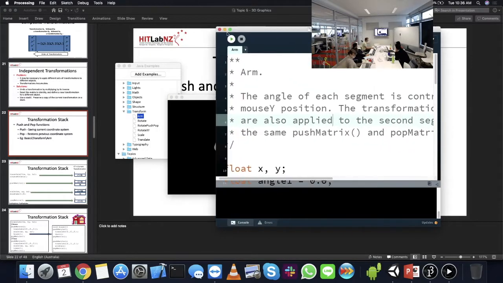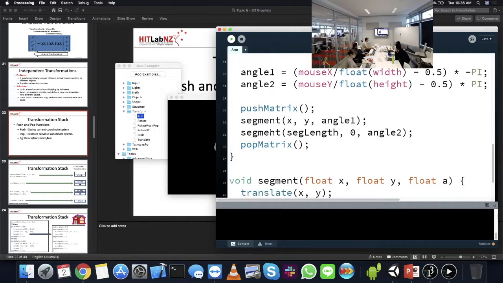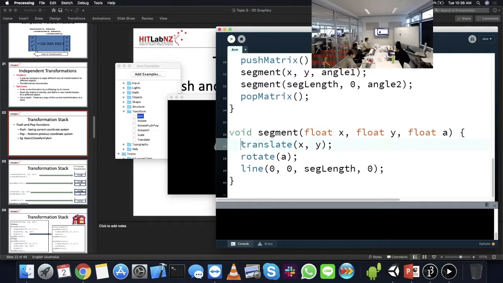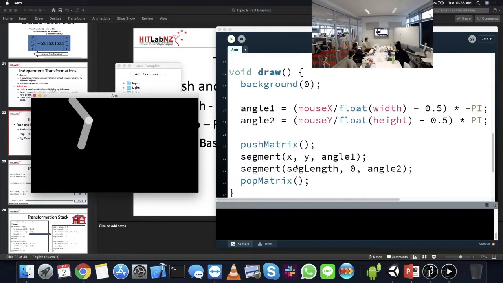If we look at this, it's actually a super simple example, just ignoring all the setup stuff. We effectively have two segments, each of which is a line. We move out by a certain amount, we rotate by a certain amount, and then we draw a line. So we draw segment 1, which is this shoulder, and it starts at x by y, and then we rotate by some amount of angle, and then we draw it, segment length long. So we move out here, down here, rotate around, and then draw that line.